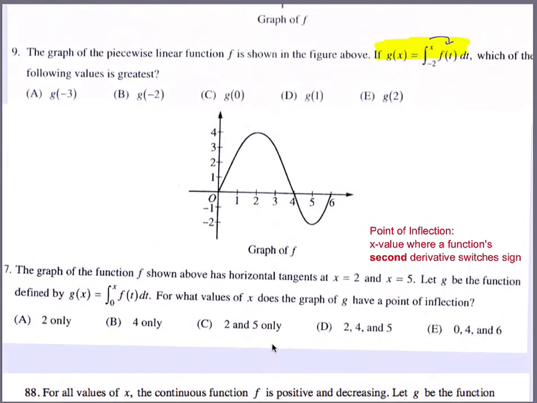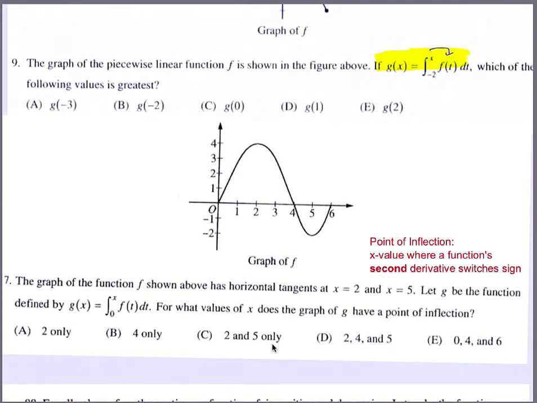Look at one of these other ones. We'll just look at number 7. So here again, similar idea. It's a graph of f, and it tells us that this graph has horizontal tangents at x equals 2 and x equals 5, which means f prime of 2 is 0 and f prime of 5 is 0. Let g be the function. G of x is the accumulation function of f, so the definite integral from 0 to x of f of t dt, which means, again, the first thing you're going to say when you see that is that g prime of x is equal to f of x.